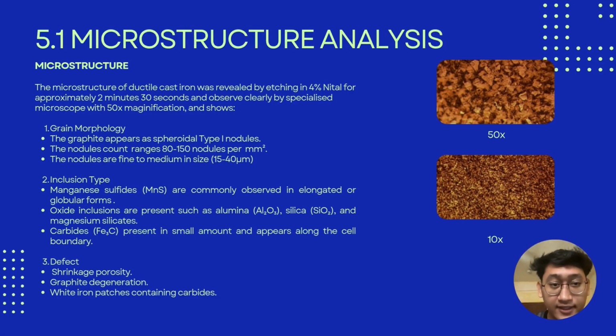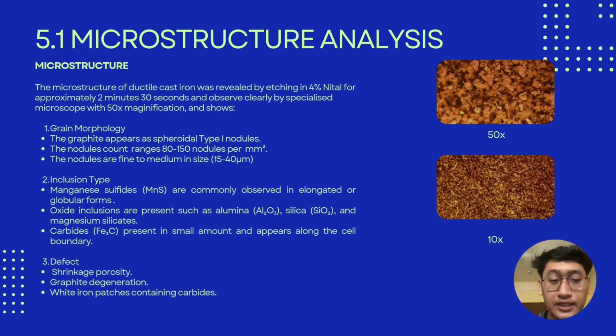Now, I will be presenting the microstructure analysis. The microstructure of ductile cast iron was revealed by etching in 4% nital for approximately 2 minutes 30 seconds and observed clearly by a specialized microscope at 50 times magnification. And this shows the grain morphology. The graphite in the samples appears as spheroidal type 1 nodules, which are uniformly distributed throughout the matrix, indicating adequate magnesium treatment.